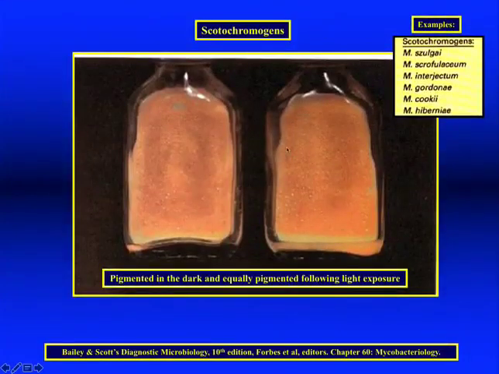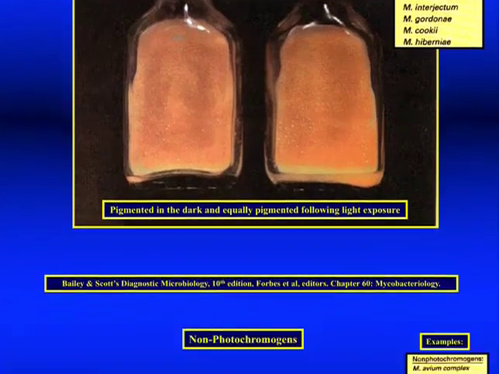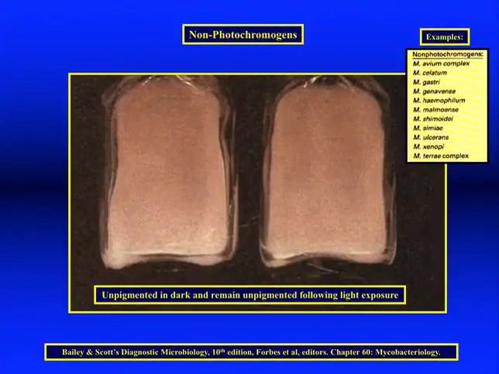Scotochromogens, always pigmented, are pigmented in the dark and equally pigmented in the light exposure. Traditional ones include Scrofulaceum, because of scrofula, and Gordonae, which is really non-pathogenic, but we use it in microbiology as an indicator of whether we need to use a more harsh decontamination for our sputums. And the last one, non-photochromogens, unpigmented in the dark, and they remain unpigmented following light exposure. A very important one there are the complexes like MA complex or MAI complex, Haemophilum, genavense.